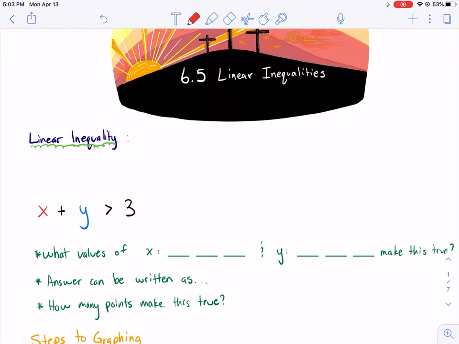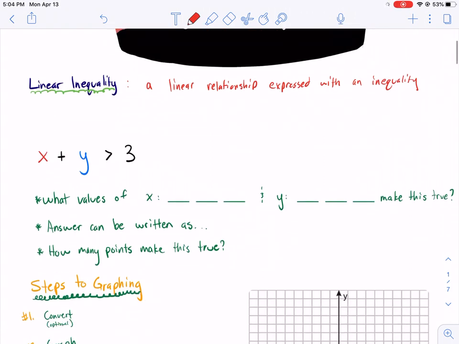So a linear inequality is a linear relationship expressed with an inequality. And words don't really do it a lot of justice. It makes a lot more sense if we get into examples.